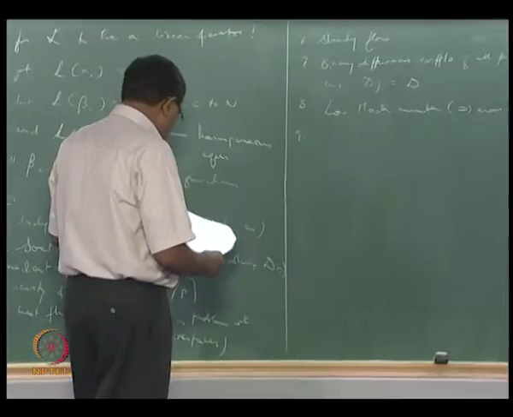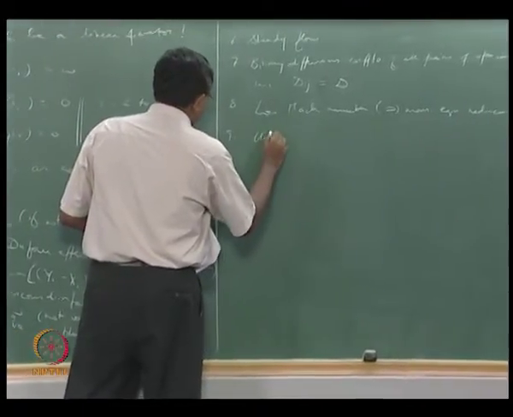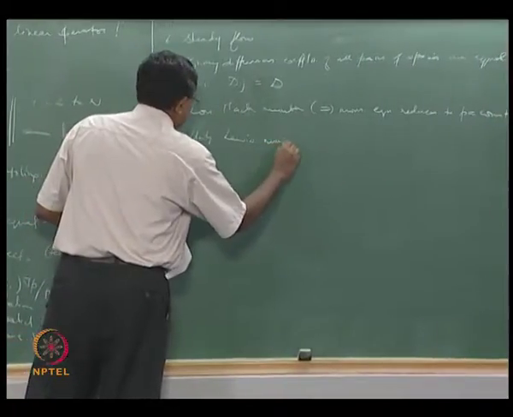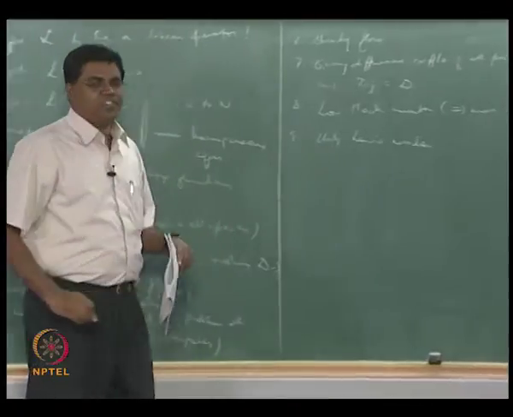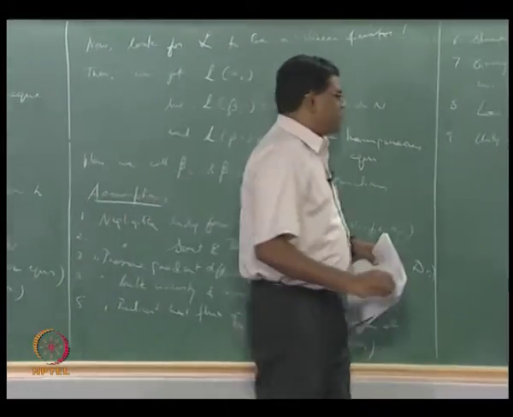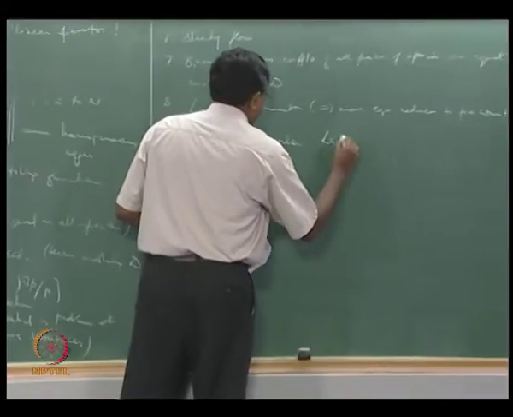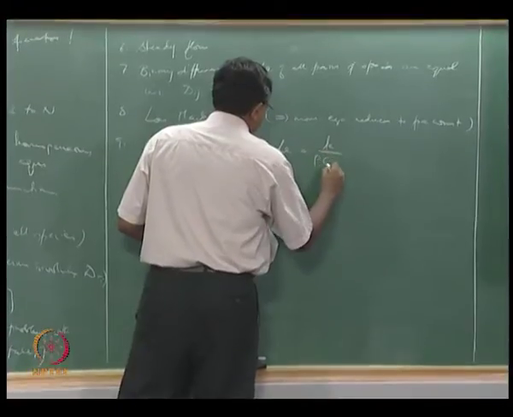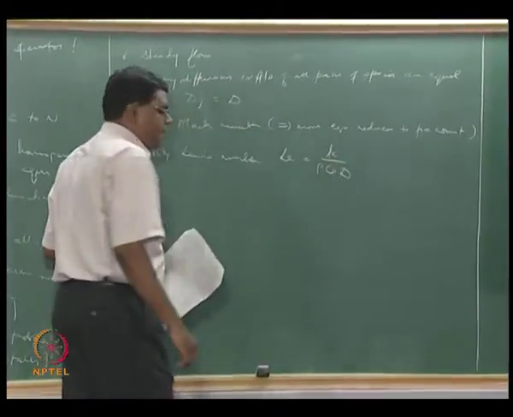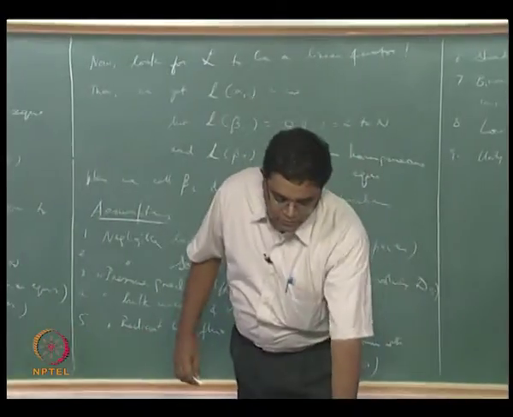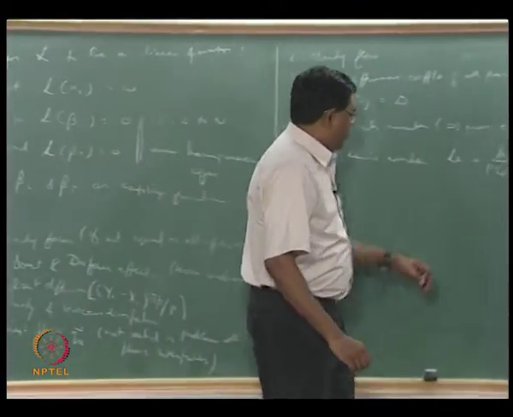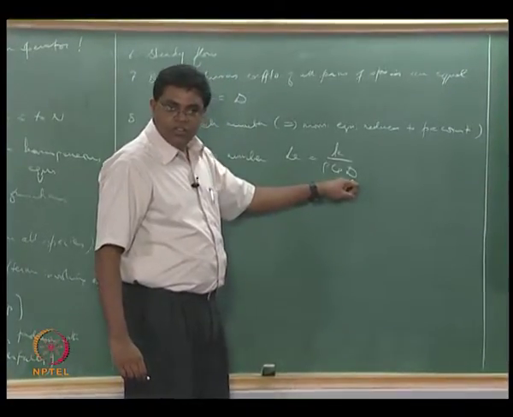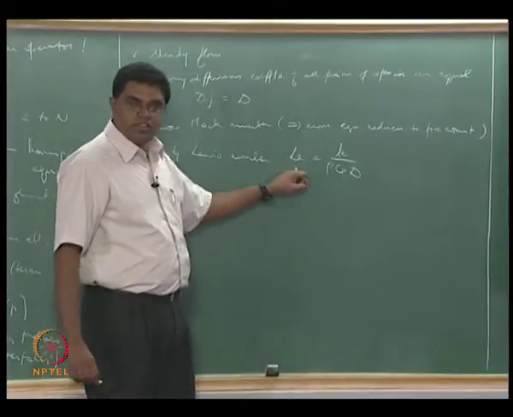9, unity Lewis number. So the question is, what is the Lewis number? The Lewis number Le is k divided by rho Cp D. Now keep in mind that D should really be like Dij in reality, all right. So correspondingly you should have a Lewis number that is like Leij.